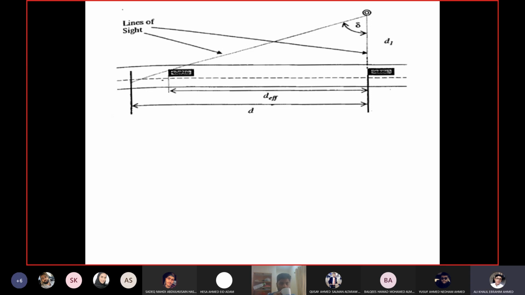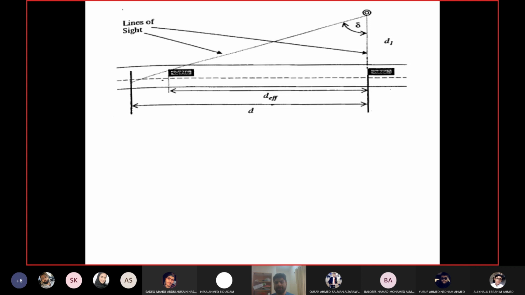Should I use sine or cosine or tangent? What should I use here? I want to find out D effective. I have D1, which is 60 feet, the distance of the observer from the road, and I have angle delta. Tan.